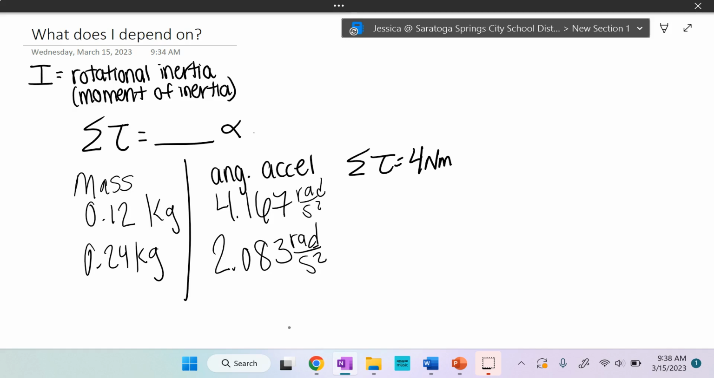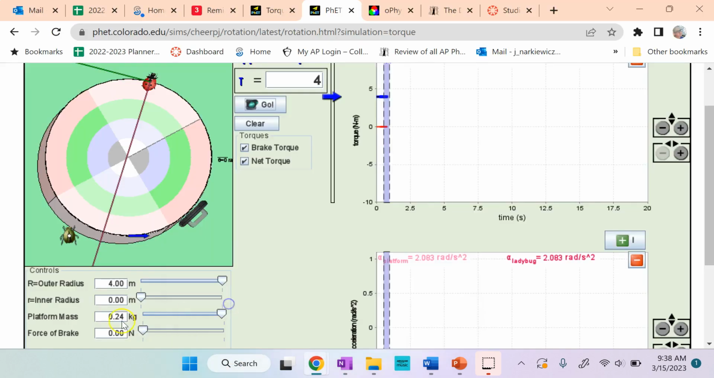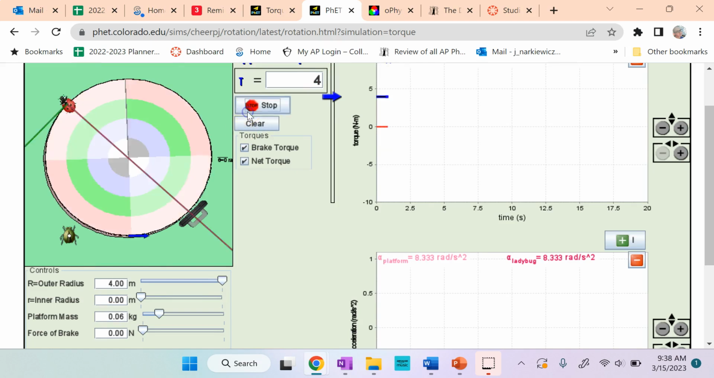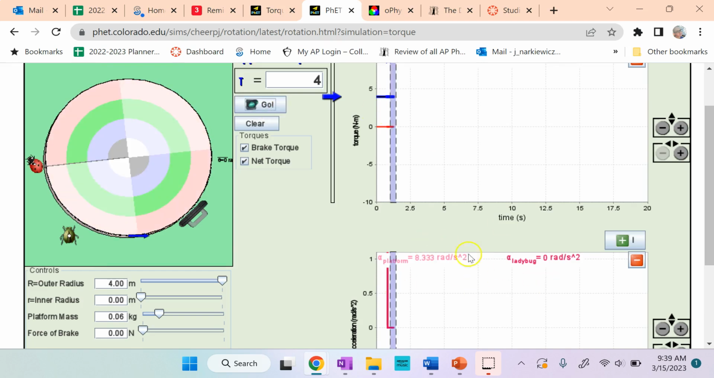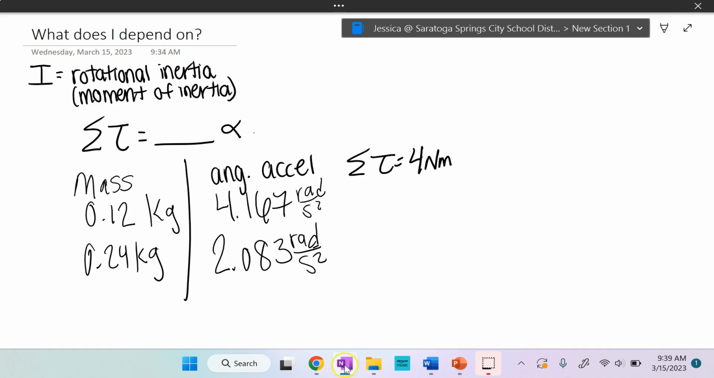Now you might be already able to see the relationship that is existing, but we'll do one more piece of data. We'll do half of 0.12. We'll see what we get. So I'm going to do 0.06. And make sure this is 4, and I'm predicting this to be around 8 if the pattern I'm seeing is continuing, and we get an angular acceleration of 8.33. So 0.06, 8.33.